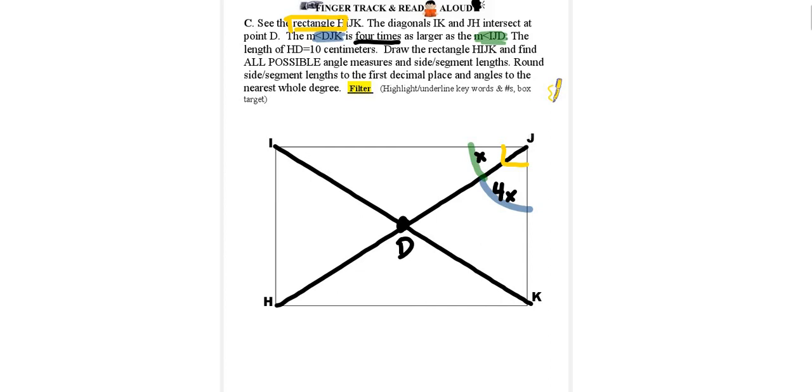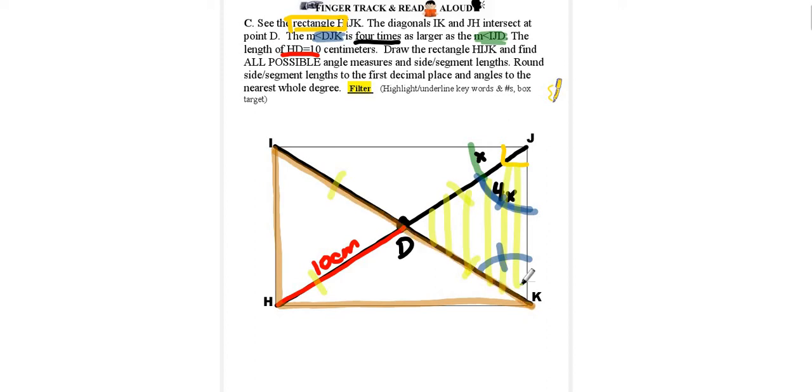You're also given that H to D is 10 centimeters. Using this, find all possible angle measures and then side and segment lengths, rounding to the nearest first decimal place and the angles to the nearest whole degree. One thing you need to watch out for is that you have both isosceles triangles, which means if you have 2 equal sides, you have 2 equal angles. So I'll just hatch mark those for you. Another thing you want to watch out for is the fact that you have a right triangle going on here, a larger right triangle. You're going to be using both those concepts to solve for every angle and side length in the diagram.